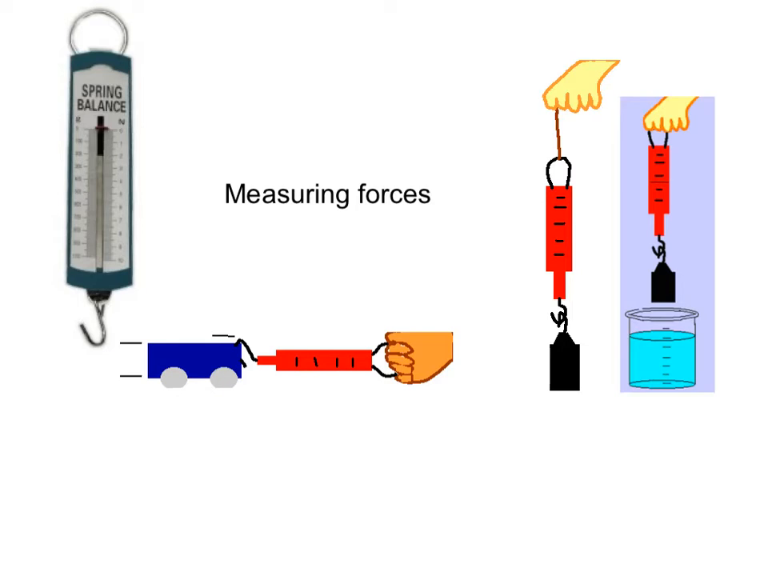So your spring balance works like this. You can see in this picture over here that you can dangle a weight from that little hook, and you can see how much that spring is pulled down by the force of gravity. And it's measuring that pull in units called newtons, named after Sir Isaac Newton.